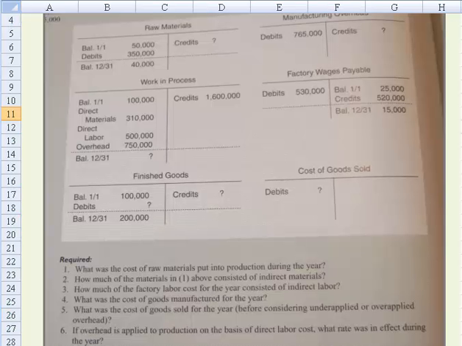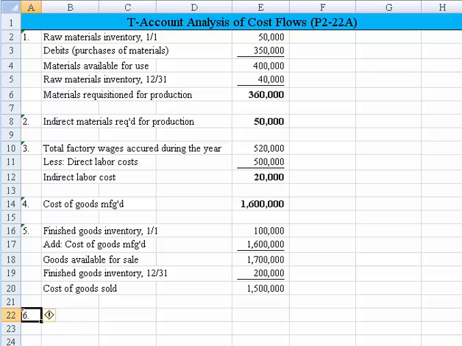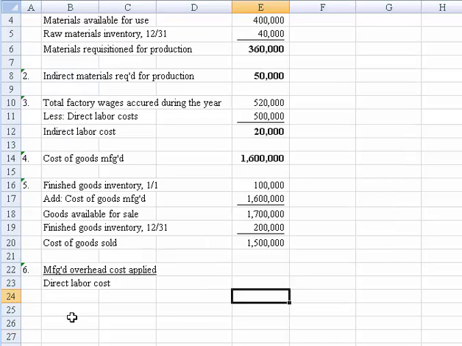Number 6 asks us, if overhead is applied to production on the basis of direct labor cost, what rate was in effect during the year? Okay, so let's figure out that overhead rate and how we would do that. We've got to figure out what was the manufacturing overhead cost applied, and then we're going to divide that by, let me draw a line under here, the direct labor cost. And then we'll jot in the numbers here and compute the answer.